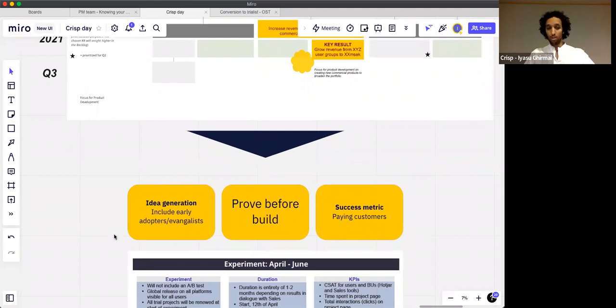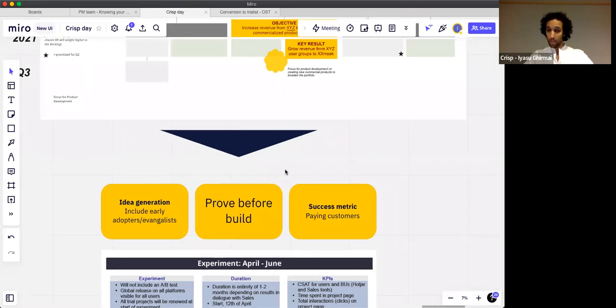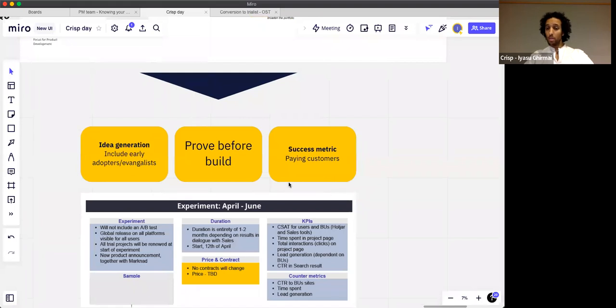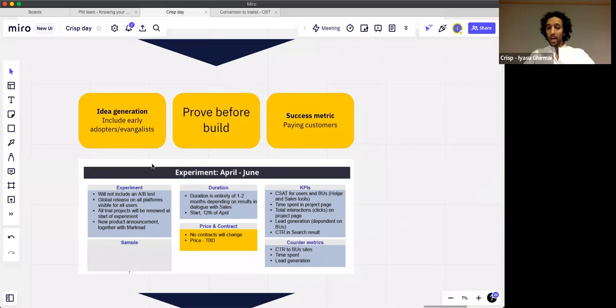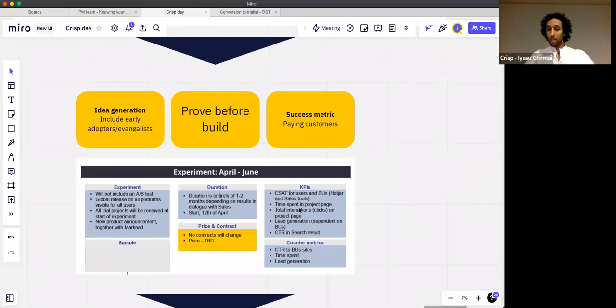That meant also to include early adopters and evangelists in the idea generation, because our metric wasn't click-throughs. It was, would people actually want to pay for this? So that was the absolutely first thing we had to check. Do you want to spend your money on this? And then that, of course, became our success metric as well: number of paying customers. Now, in the actual experiment, obviously, we had KPIs and we had counter metrics to make sure that this was successful and that it didn't mess up the rest of the site or cannibalize on it.